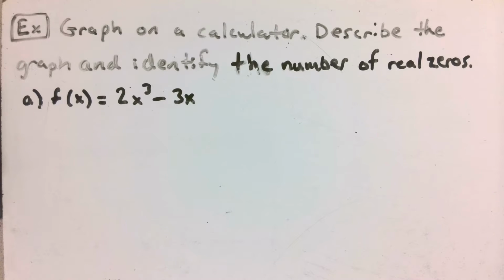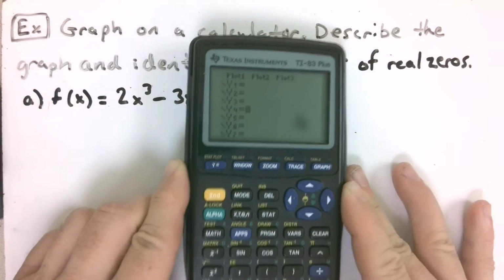In this example, we're going to graph a polynomial on a graphing calculator and then use the graph from the calculator to describe the graph and identify the number of real zeros. The polynomial we're going to be looking at is this one here. F of x is equal to 2x cubed minus 3x.